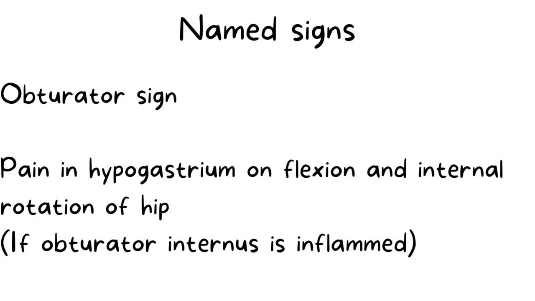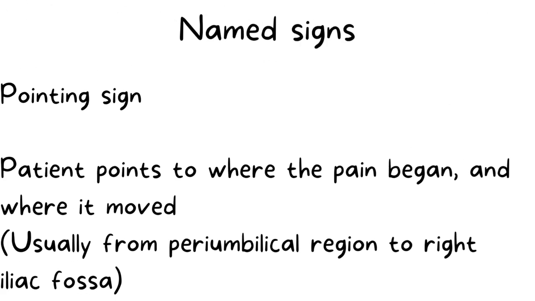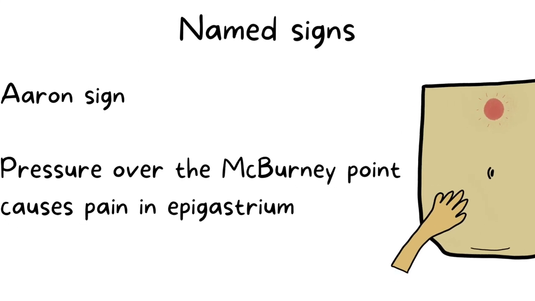Obturator sign occurs because of irritation of the obturator internus muscle. There will be pain in the hypogastrium, which is the middle lower abdomen area, on flexion and internal rotation of the hip. When you ask the patient to point out where the pain is, they will point to the periumbilical region, and then to the right iliac fossa region, telling that the pain has migrated from there to here. This pointing out of pain sites by the patient is called pointing sign. Aaron sign is elicited by applying pressure over the McBurney point, which causes pain in the epigastrium region.